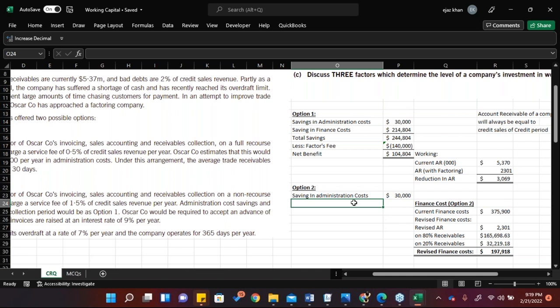So there is again saving in finance cost, 375,900 minus 177,982. The saving previously was higher than it is now, and the reason is, earlier the whole of the receivables were financed through a 7% rate, whereas now 80% of the receivable has an interest cost of 9%, whereas the 20% has a cost of 7%. So that's why the saving isn't that much as it was in option one. Mustafir, I'll get back to your point. First, tell me, is it clear how I have calculated the revised finance cost and the saving in the finance cost? Is that clear to everyone?